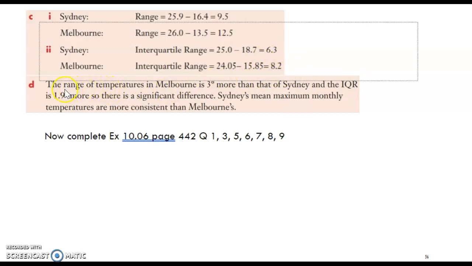And so what we can conclude from that is the range of temperatures in Melbourne is 3 degrees more than that of Sydney. The interquartile range is 1.9 degrees more. So there is a significant difference. Sydney's mean maximum monthly temperatures are more consistent than Melbourne, and that is the key. If you have a smaller range and a smaller interquartile range, you can therefore say that that set of data is more consistent.